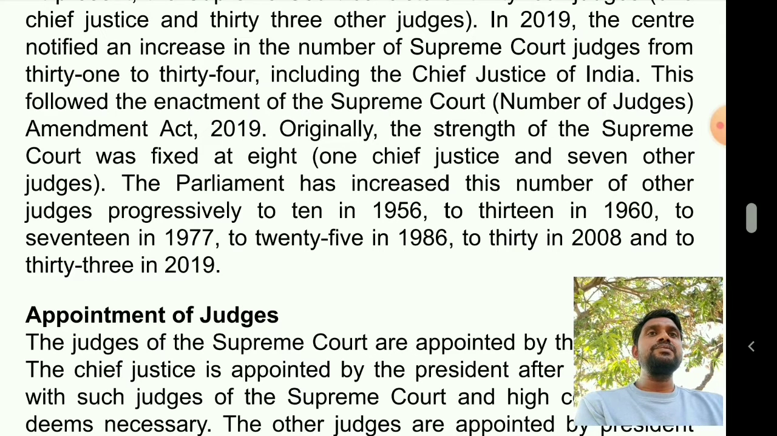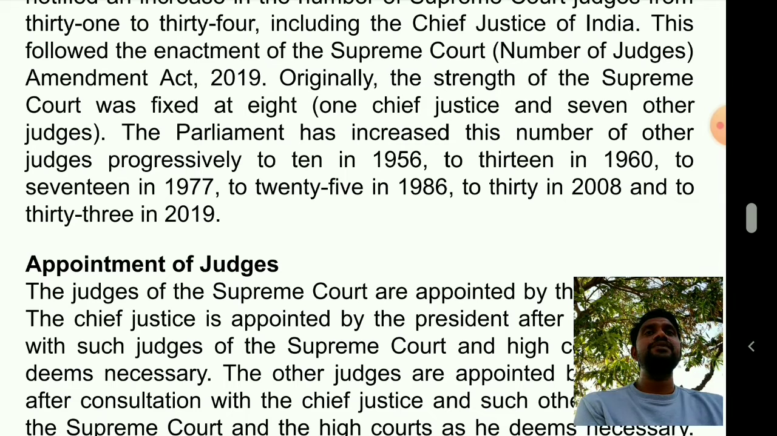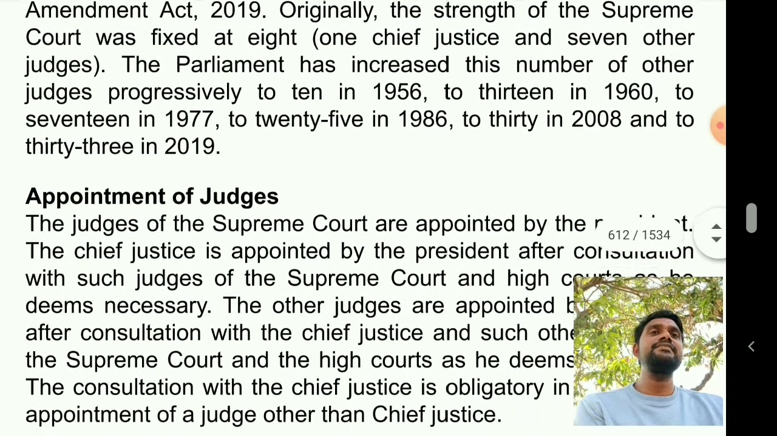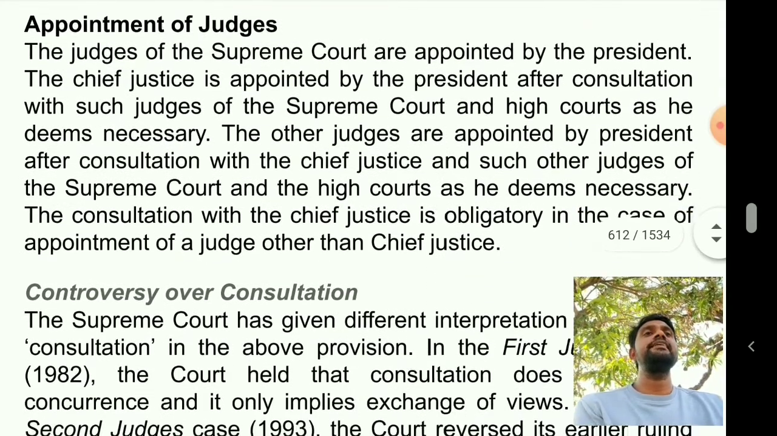Originally, the strength of the Supreme Court was fixed at 8, 1 CJI and 7 other judges. The Parliament has increased this number of other judges progressively to 10 in 1956, to 13 in 1960, to 17 in 1977, to 25 in 1986, to 30 in 2008, and to 33 in 2019, excluding the CJI.